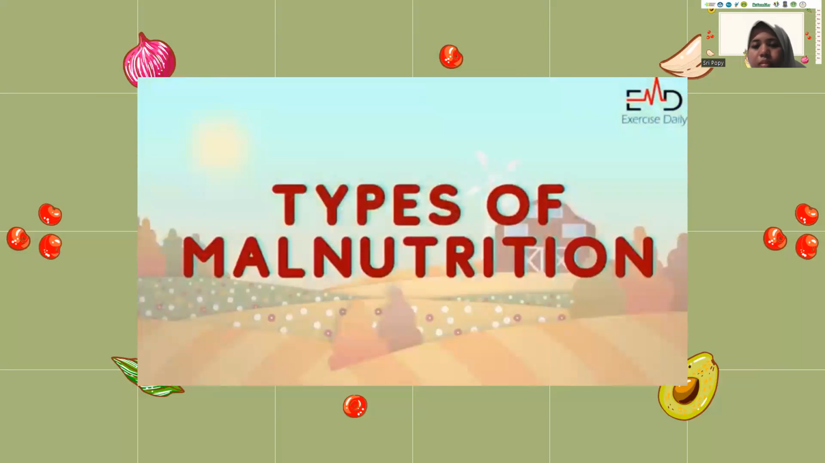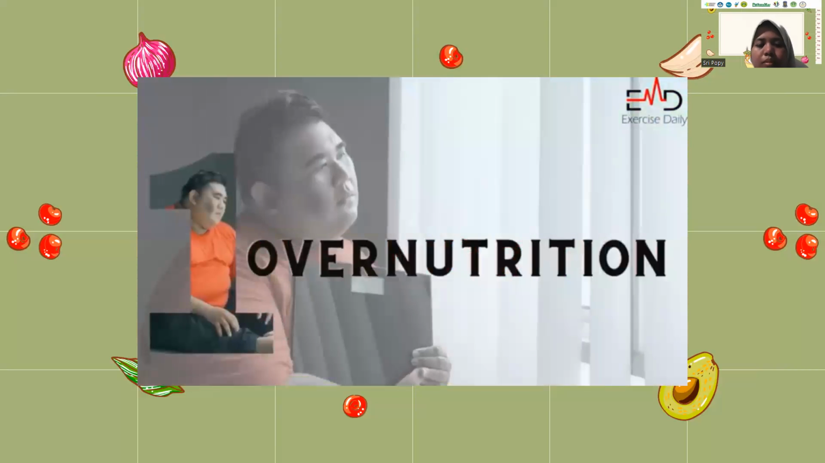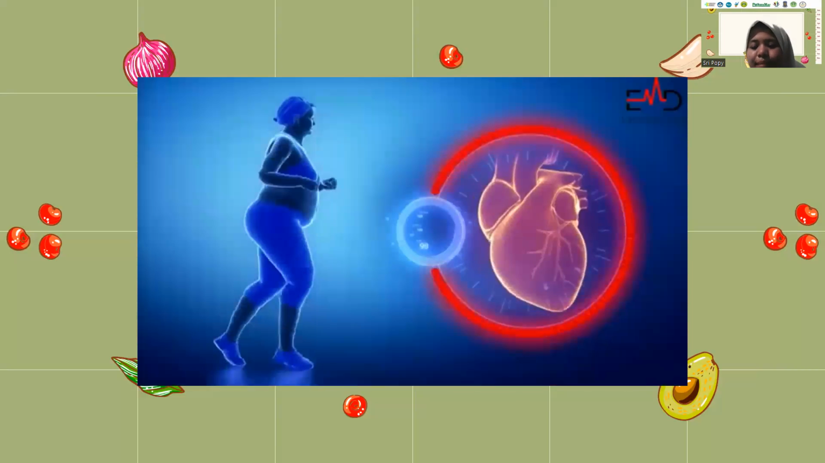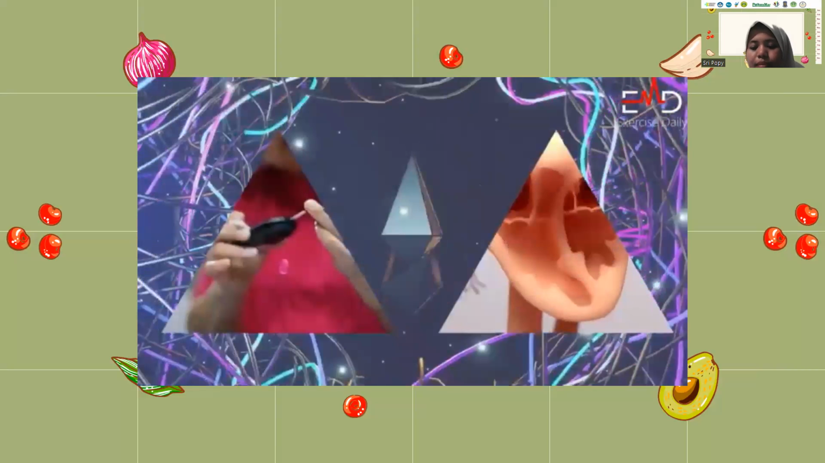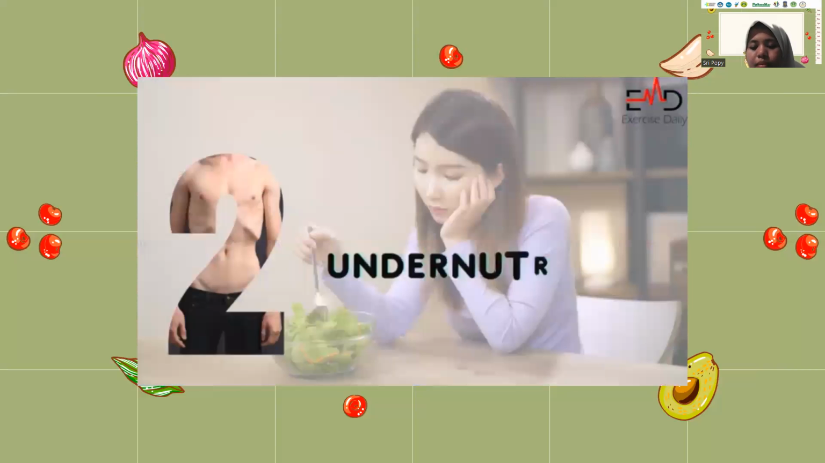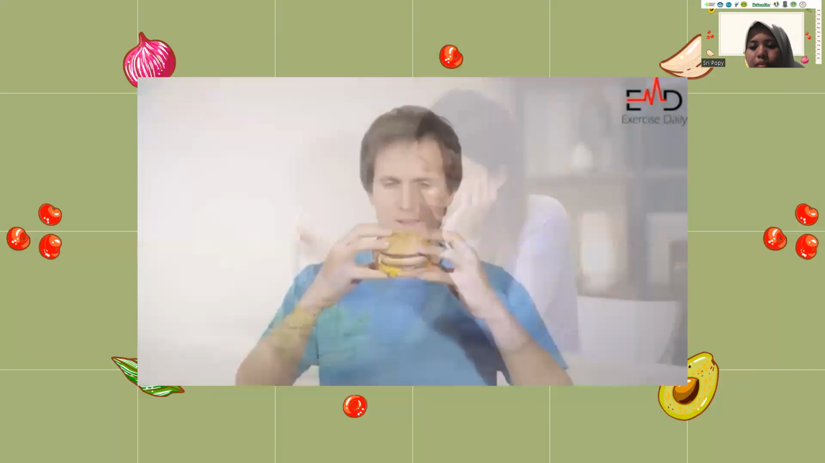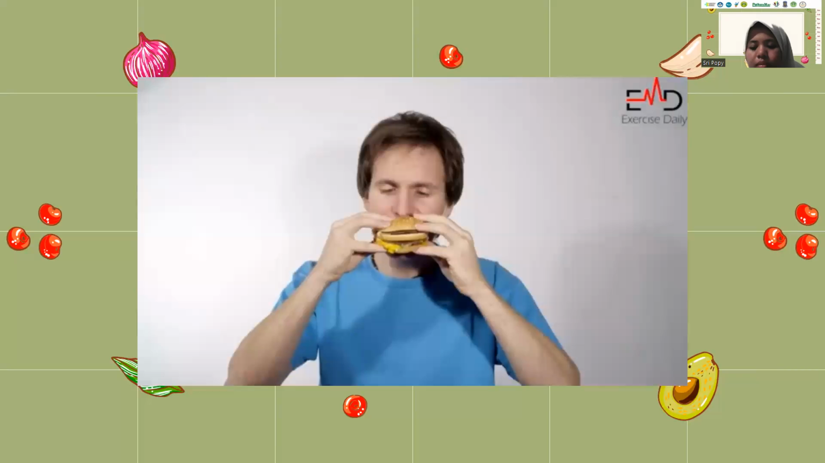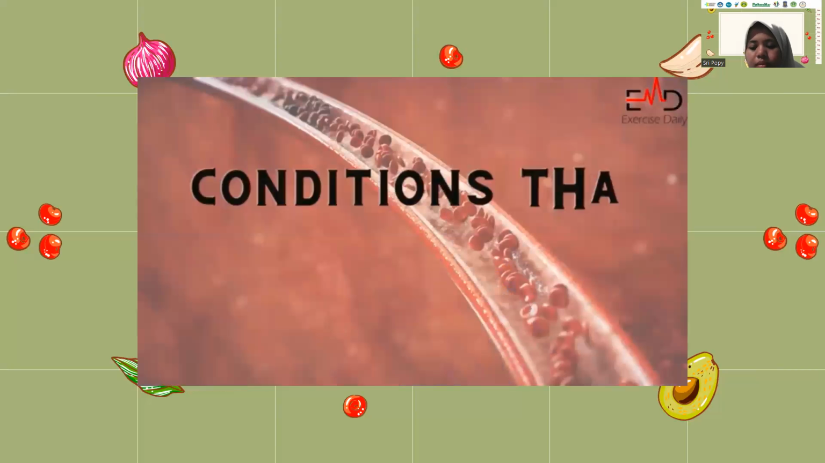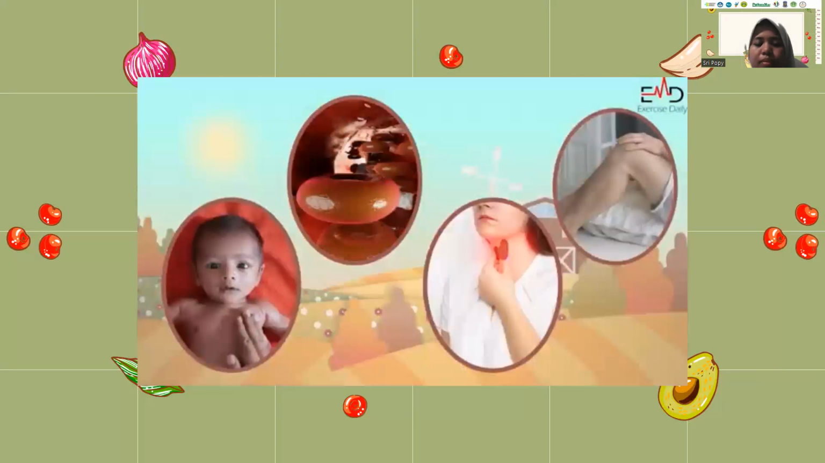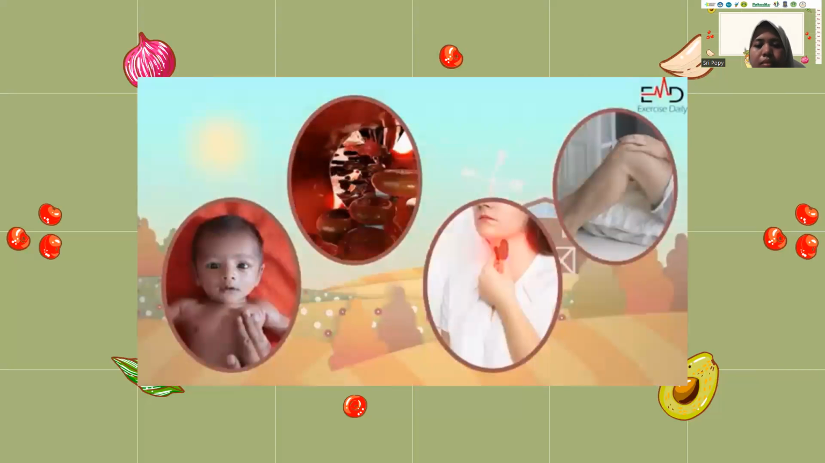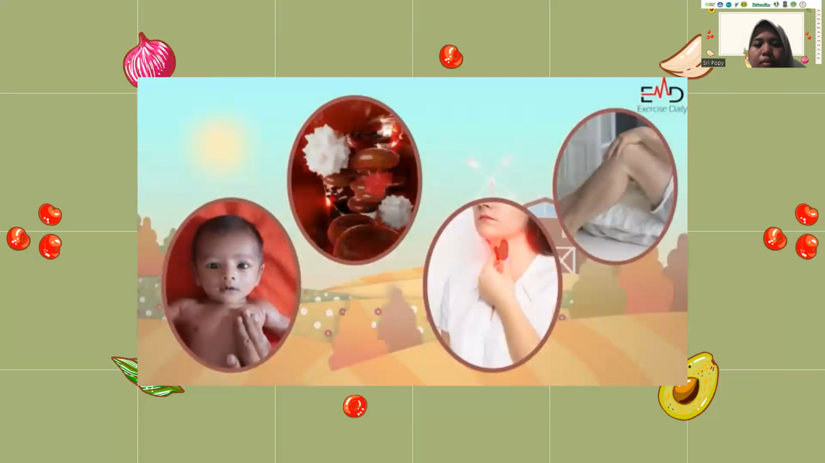Types of malnutrition. Number 1 is overnutrition. There is an excess intake of one or more nutrients. People with overnutrition have a greater risk of chronic diseases like diabetes or cardiovascular disease. Number 2 is undernutrition. This occurs due to an inadequate intake of one or more nutrients. Following are the conditions that can occur due to undernutrition: PEM, protein energy malnutrition, anemia, goiter and rickets, etc.